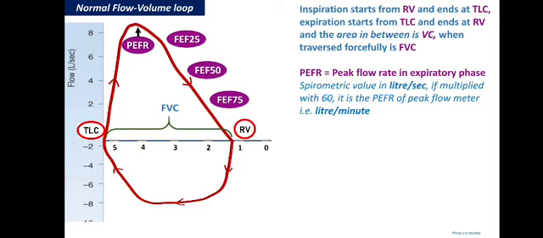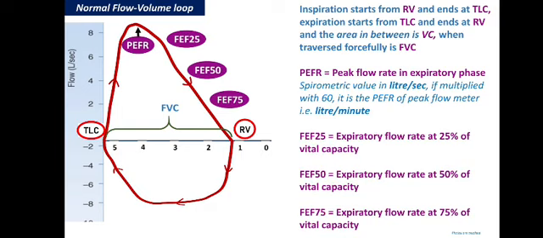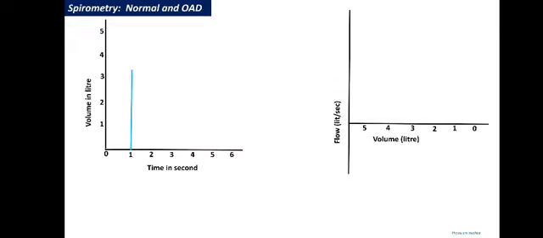The peak expiratory flow rate in spirometry is measured in liter per second. If we multiply by 60, we will get the liter per minute peak expiratory flow rate value, as in a peak flow meter. And this is the FEF 25, 50 and 75% of the vital capacity, which is found in the descending limb of the expiratory loop.